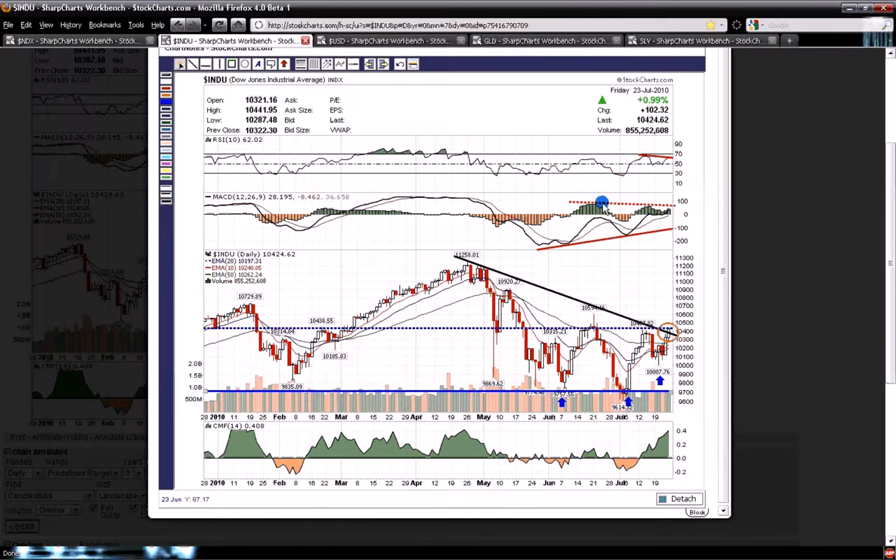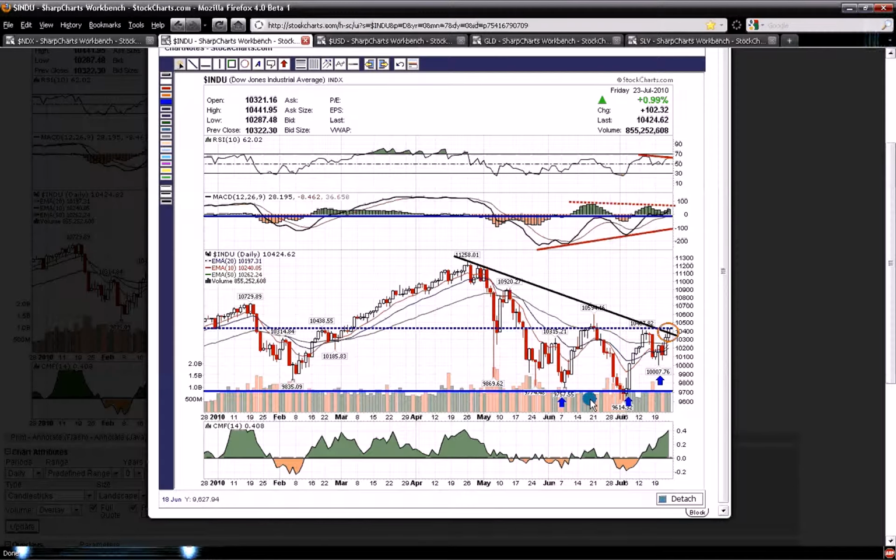And as we can see here, similar to the other one, a little bit of negative divergence, at least on a very short term. On the MACD, however, the Dow is a little bit higher, so it is showing a lot more strength. The MACD histogram is a little bit weaker, but we'll see for now.